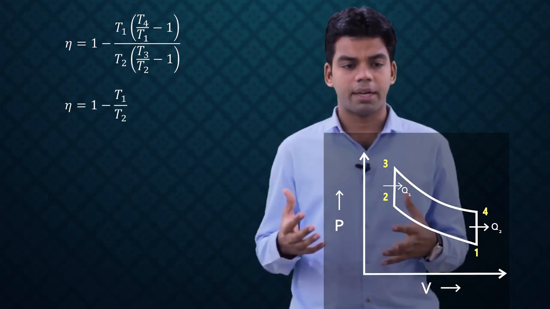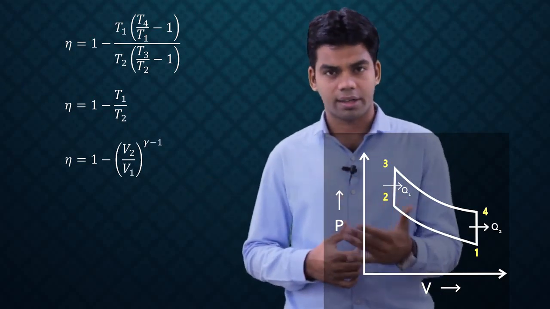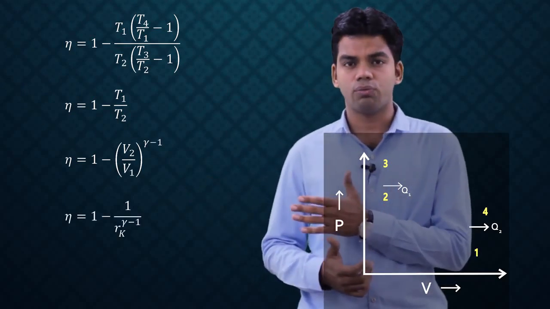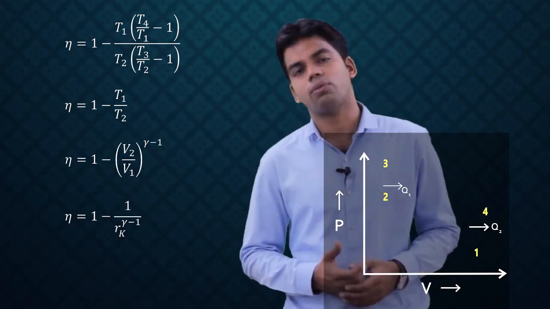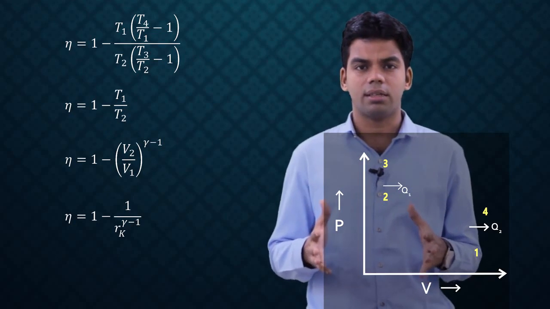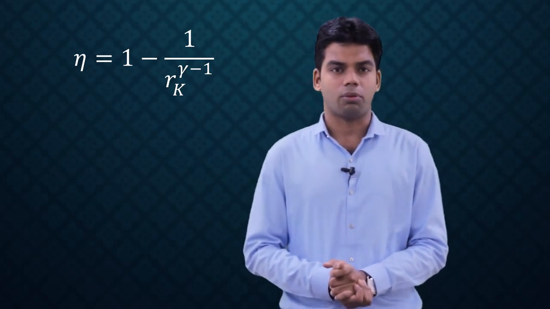And as we know, T1 by T2 is equal to V2 by V1 to the power gamma minus 1. The compression ratio Rk is V1 by V2. So this will be equal to 1 minus 1 by Rk to the power gamma minus 1. So this is the efficiency of Otto cycle. Efficiency of Otto cycle, eta is equal to 1 minus 1 upon Rk to the power gamma minus 1. Very important formula.